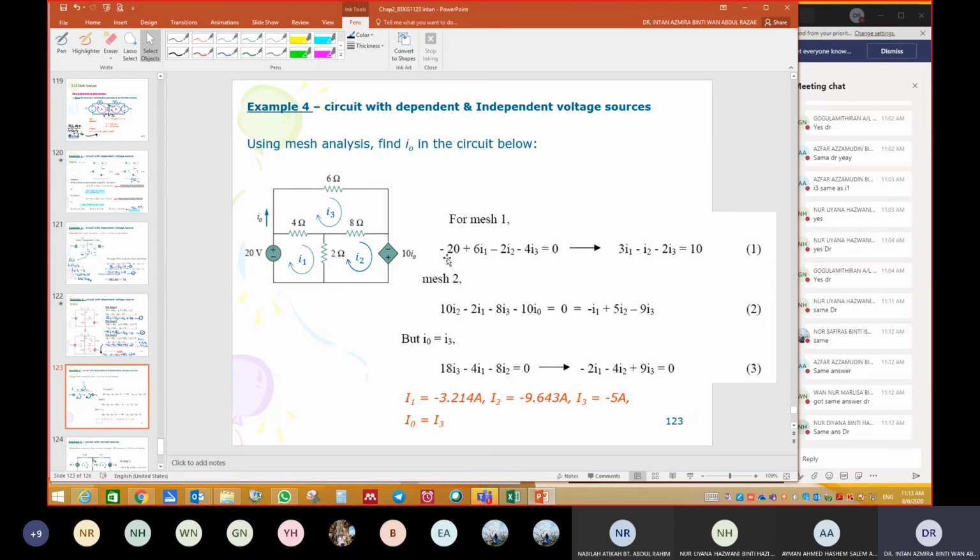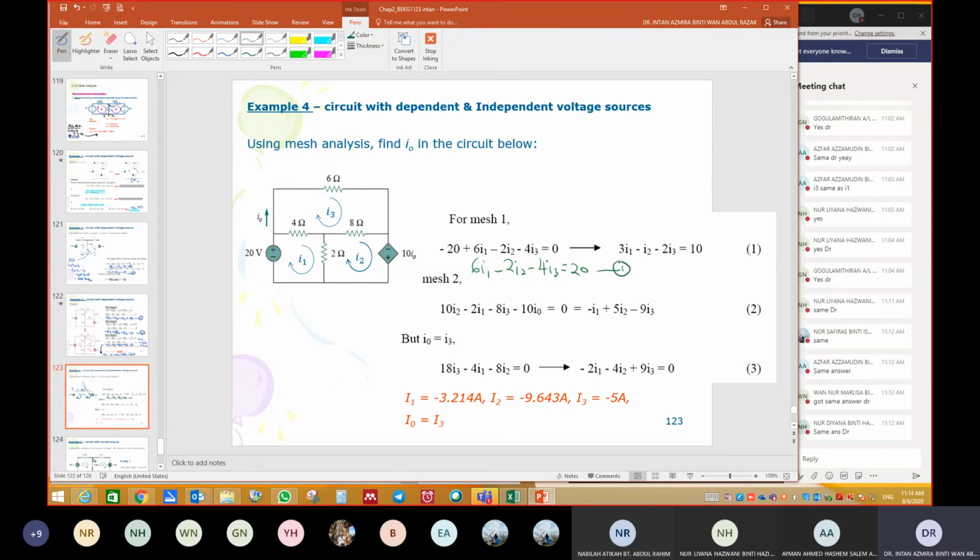By counting how many resistances in loop 1. It is 6. Okay, 6 I1. How many resistances share with loop 2? We have 2, so it must be minus 2 I2. How many resistances share with loop 3? We have 4, so it must be minus 4 I3. Is there any voltage source? Yes, so minus 20 here. Rearrange. No need to simplify like this because we just use our calculator. So just write 6 I1 minus 2 I2 minus 4 I3 equal to 20.